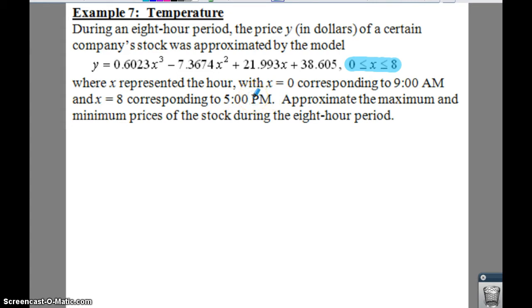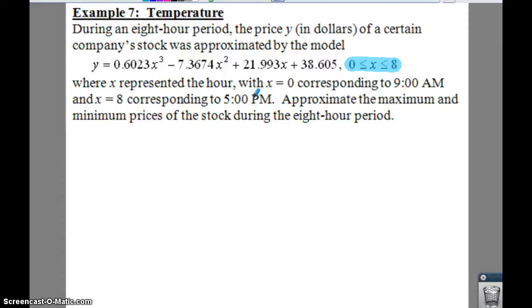So think about your day. If we were at x equals 3, that would be 9 plus 3 is 12. Well, if you're at x equals 5, 9 plus 5 is 14, which we don't have a 14 a.m. or p.m., so that's actually 2 p.m. Approximate the maximum and minimum prices of a stock during the 8-hour period.